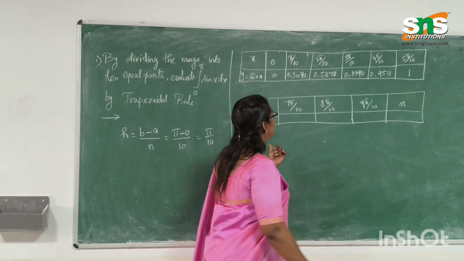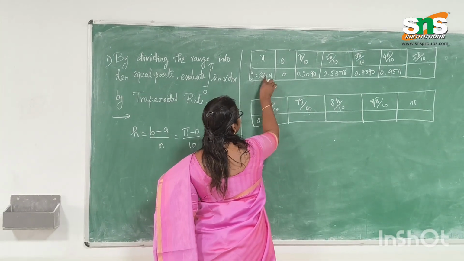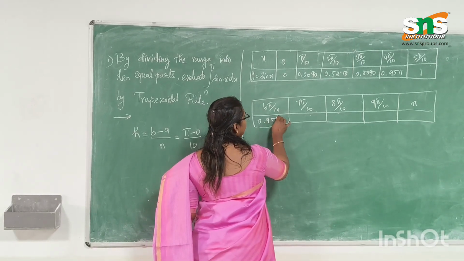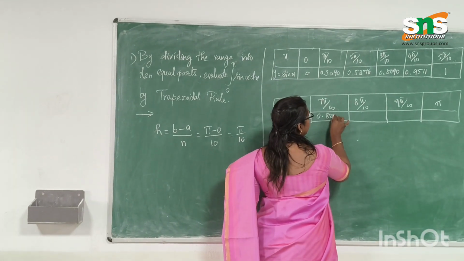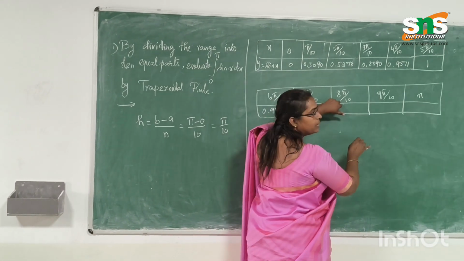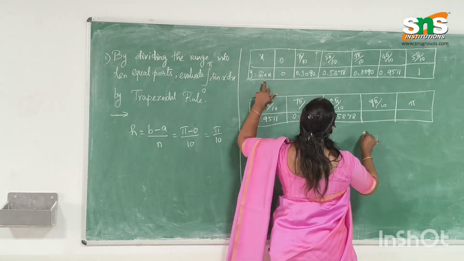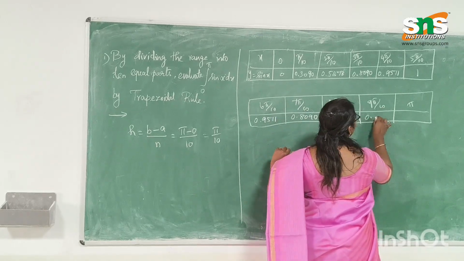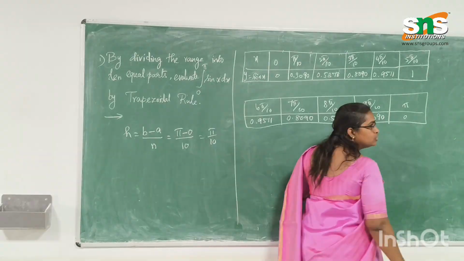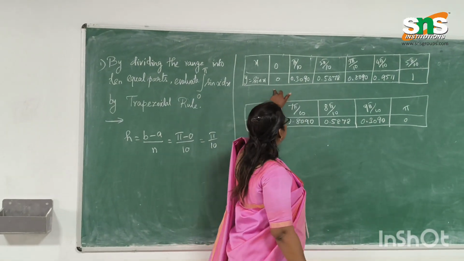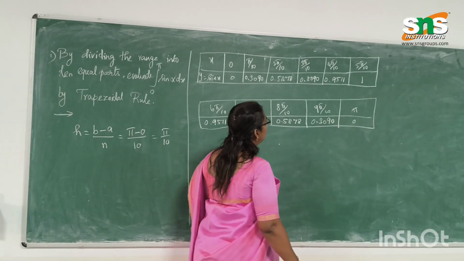Next, move on to the reverse process. Sin 6 pi by 10 is 0.9511, sin 7 pi by 10 is 0.8090, sin 8 pi by 10 is 0.5878, sin 9 pi by 10 is 0.3090, and sin pi is 0. Here we can see one beauty: starting from 0 up to 1, and then the reverse process, we got all the values.